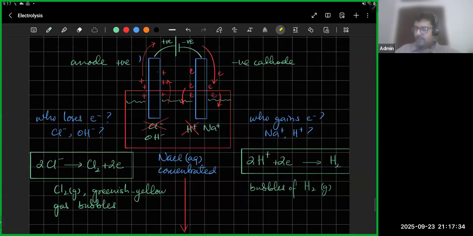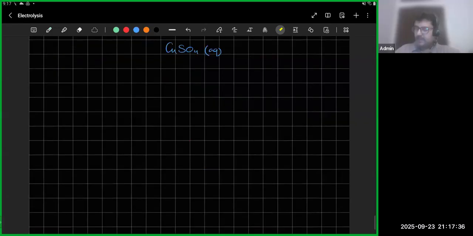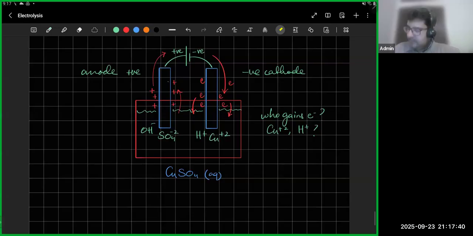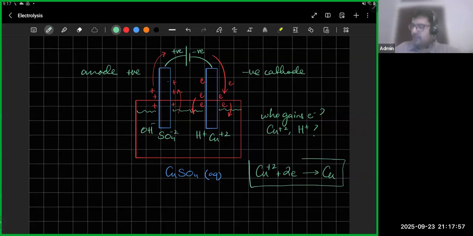So we're going to go with copper. So you'll have copper plus 2, and it needs how many electrons? It needs 2 electrons, and it will become copper, because that is what your equation is. It's going to be copper that gains electrons.